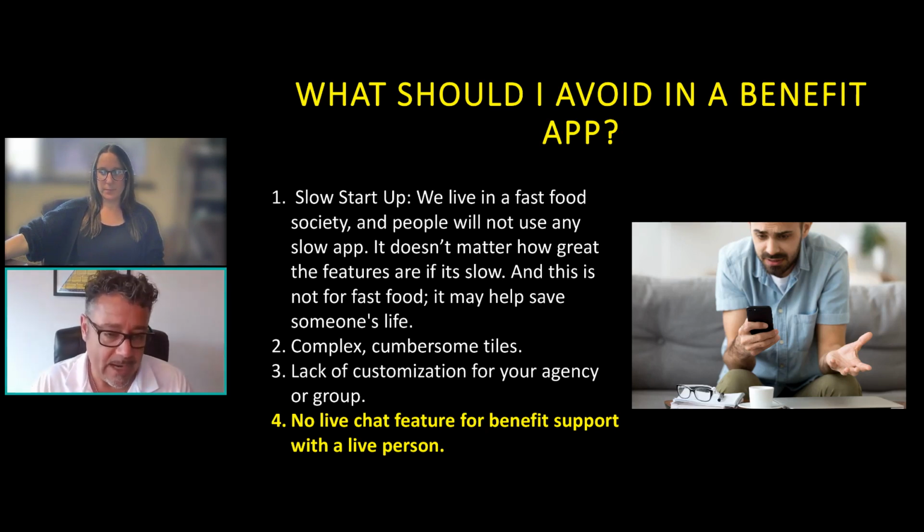I know AI is a powerful thing, and AI and chat boxes are a nice feature as well, but there's something about calming people down when they're frustrated and being able to engage a live person. So look for those apps where that's a feature, and that's an added bonus for you and the end user.